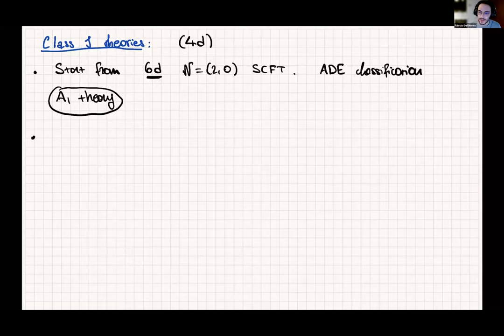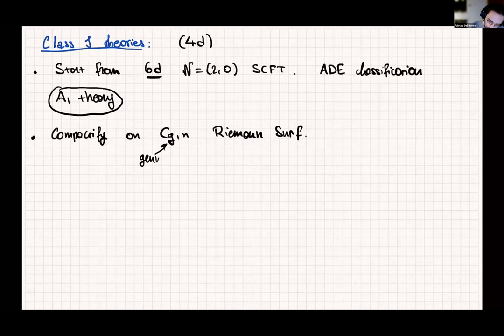And the way that one goes to four dimensions from six dimensions is to compactify on a Riemann surface, C_{g,n}. And here, g is the genus, and n is some number of marked points that we specify on the Riemann surface. And these marked points will acquire some more analytical meaning in a bit, but for now, let's just think of them as some singular points on the Riemann surface that we are excising from the Riemann surface.